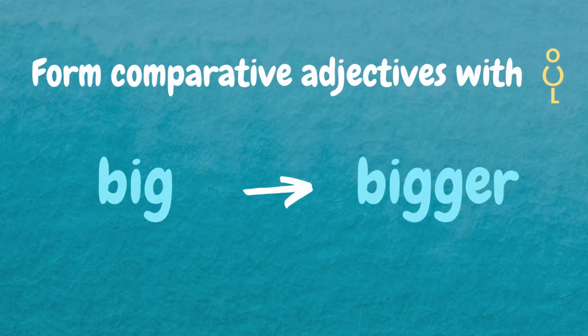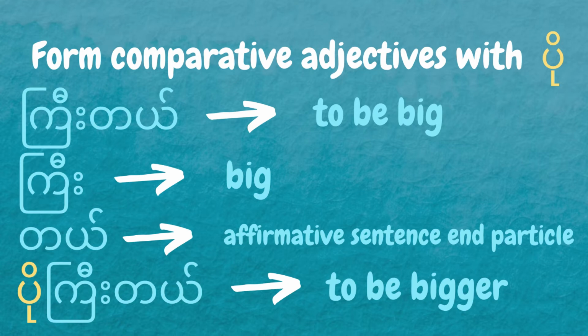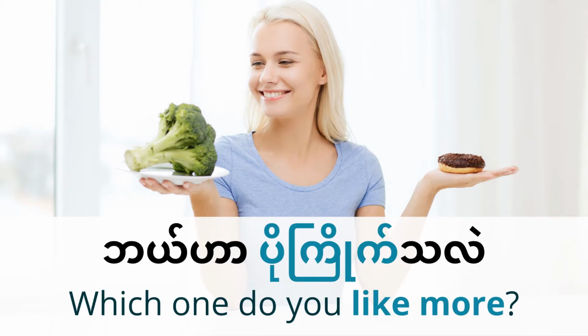Let's try one more. Let's say we want to say bigger. Do you remember the word for big? Ji, that's right. So jide means to be big, made up of the word for big, ji, and the affirmative sentence end particle de. We add the po in front of the ji. So we get po jide, bigger. Can you say that? Po jide. Excellent.